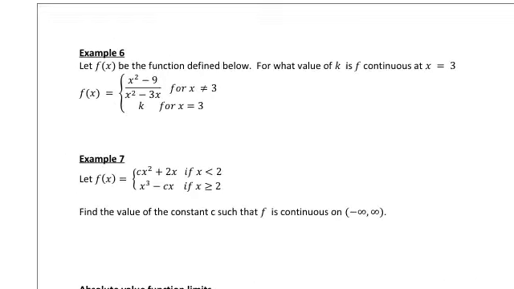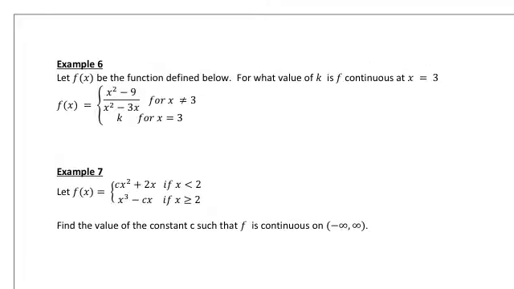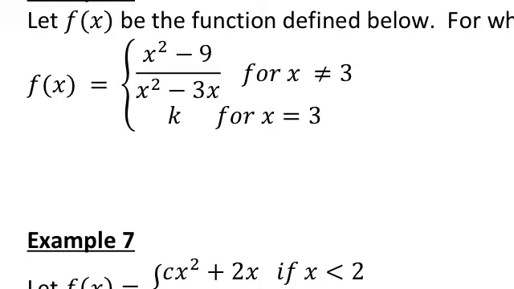Let's check out another couple examples here, right? So this one, example 6, says, let f of x be the function defined below. For what value of k is f continuous at x equal to 3? So a few things. First of all, you can see this piecewise function is the one that might have a hole. It's not a jump type of piecewise function. Second of all, you can see that the function value at x equal to 3 has been left undefined.